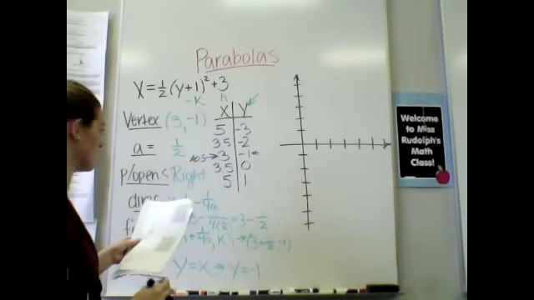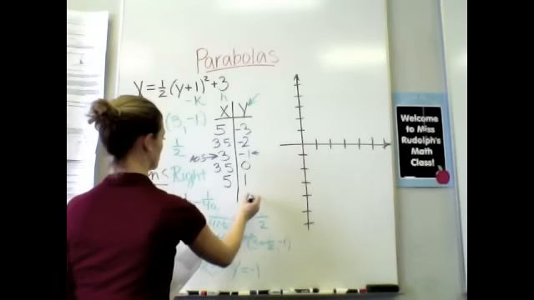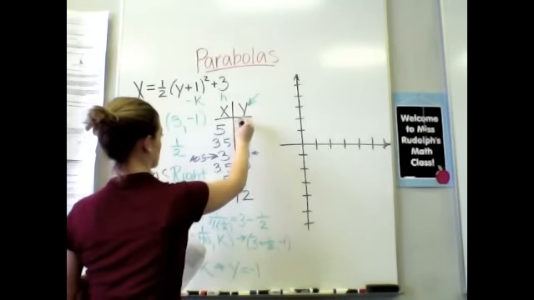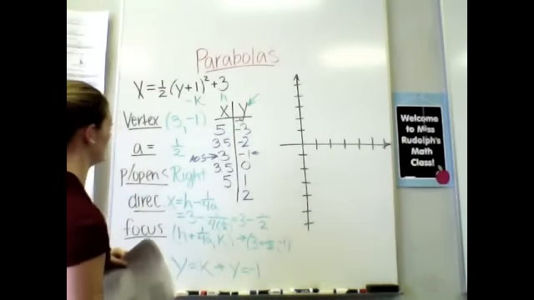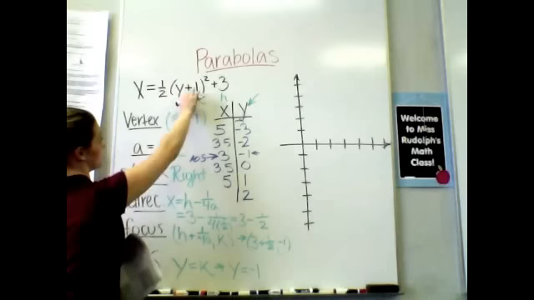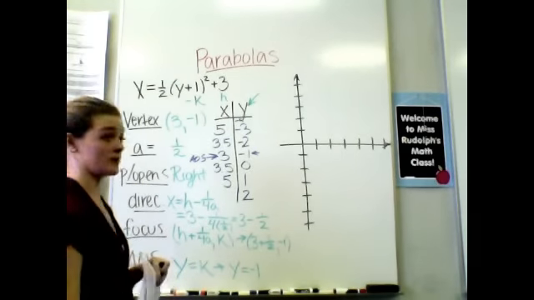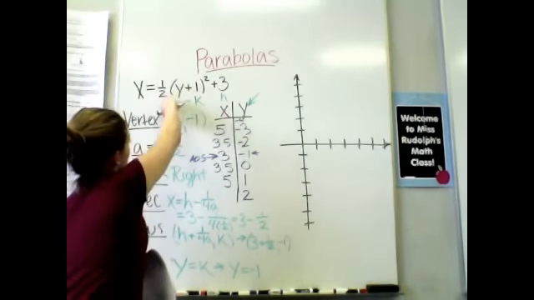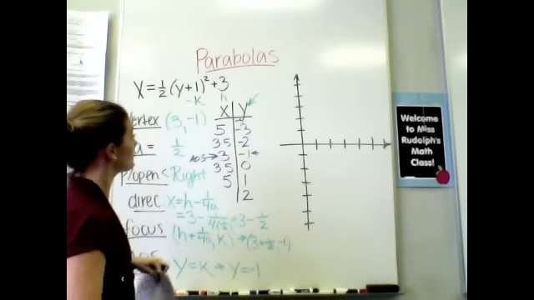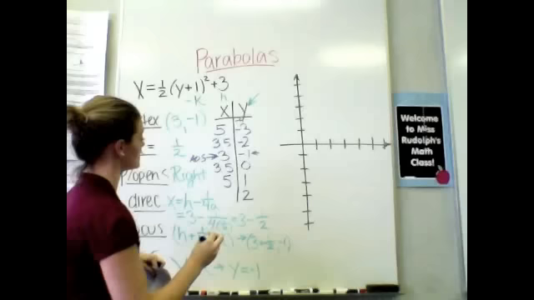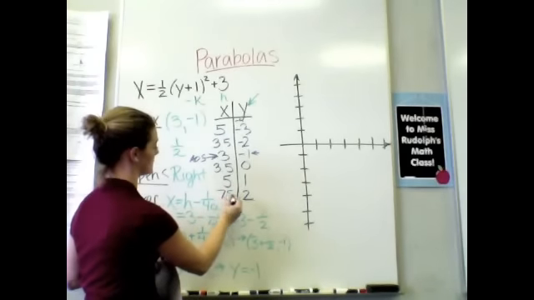All right, and let's do another one. Let's do 2, and I'll sneak negative 4 in. I plug in 2. 2 plus 1 is 3. 3 squared is 9. 9 divided by 2 will be 9 halves, or 4.5 approximately, plus 3 is 7.5.